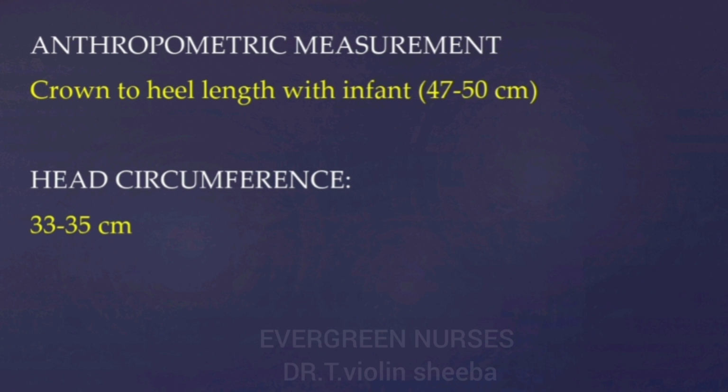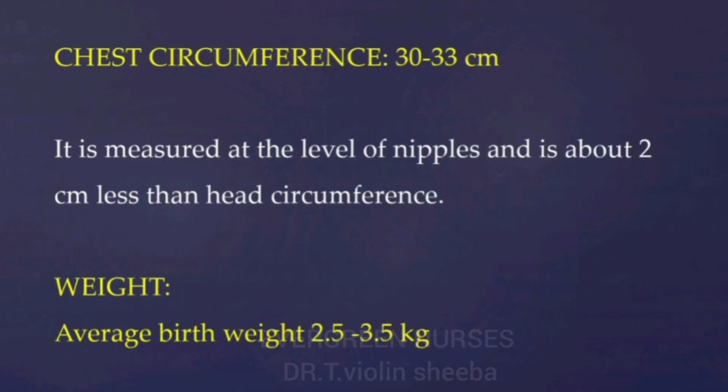The head circumference of the newborn is around 33 to 35 centimeter. The chest circumference of the newborn is around 30 to 33 centimeter. It is measured at the level of the nipple and it is about 2 centimeter less than the head circumference during the infancy period. The average birth weight of the baby is around 2.5 to 3.5 kg. Weight of the baby can be measured by infant weighing scale.